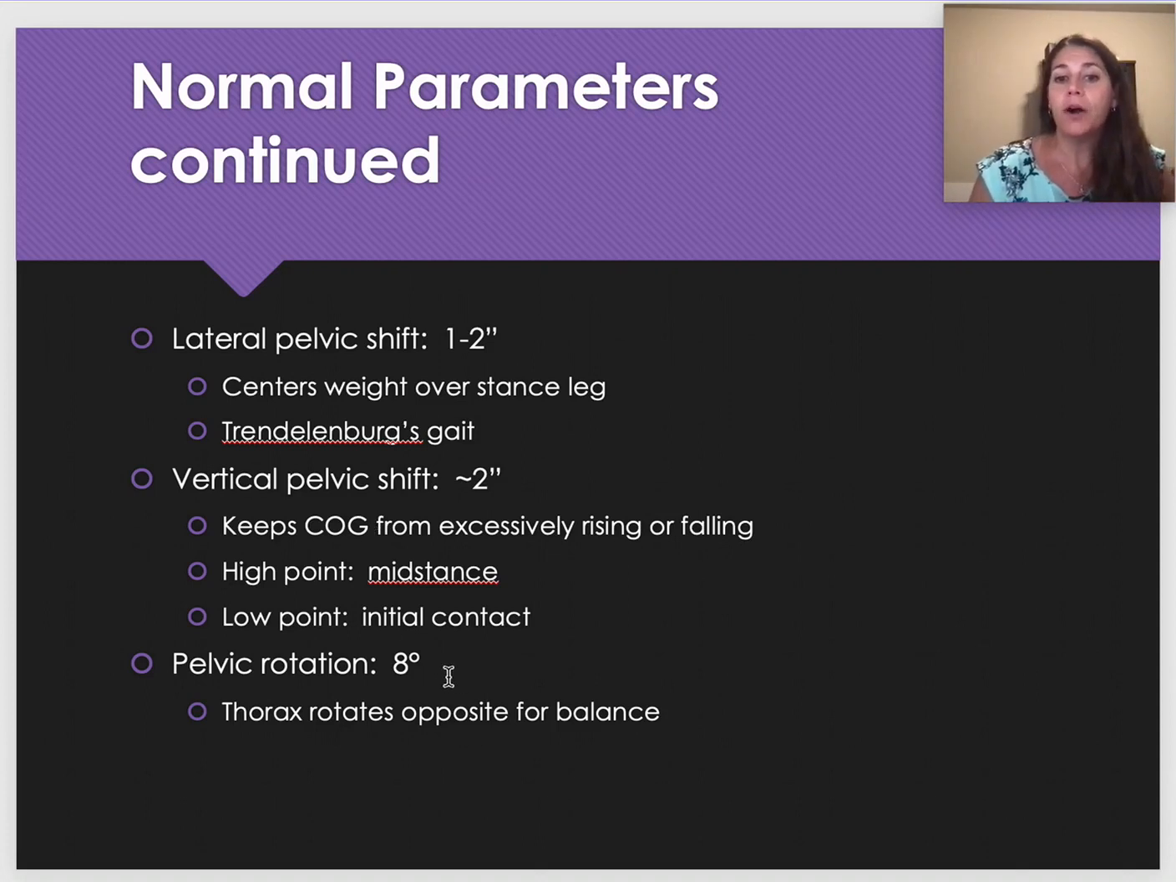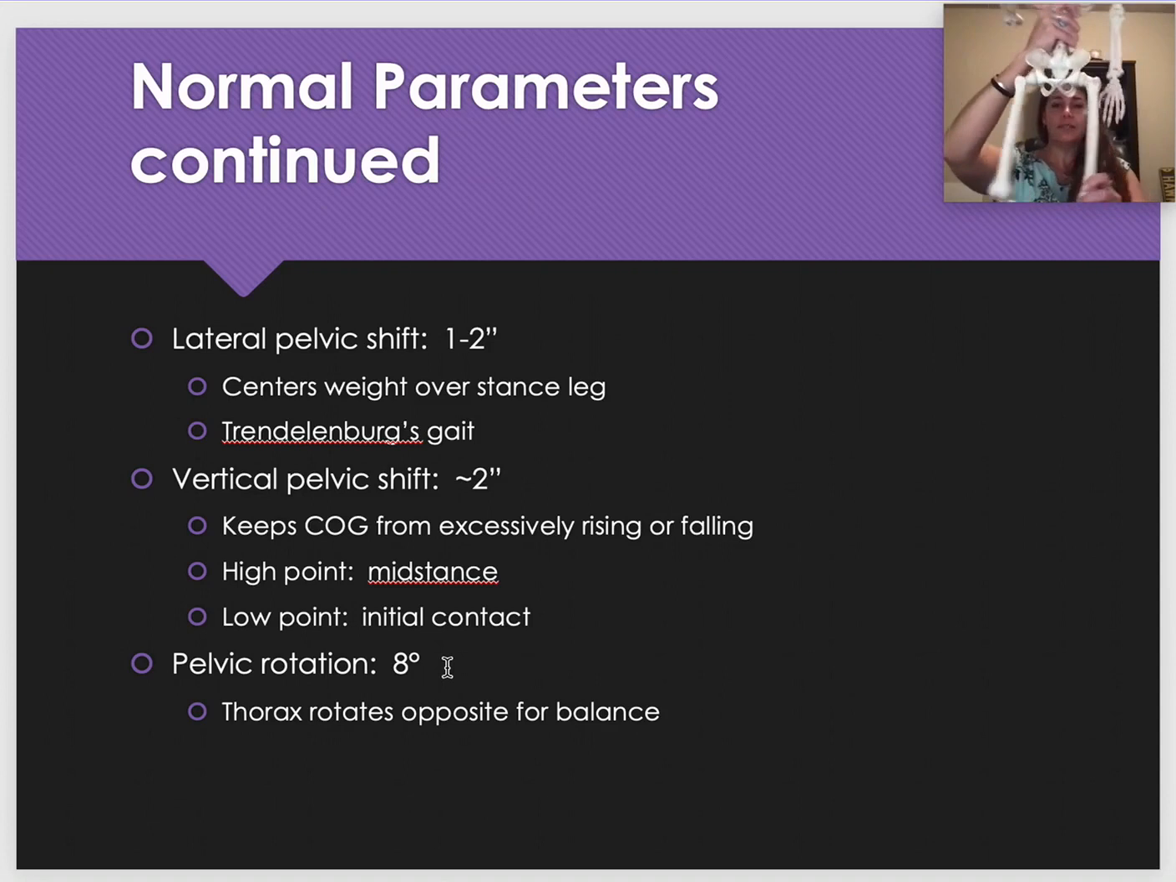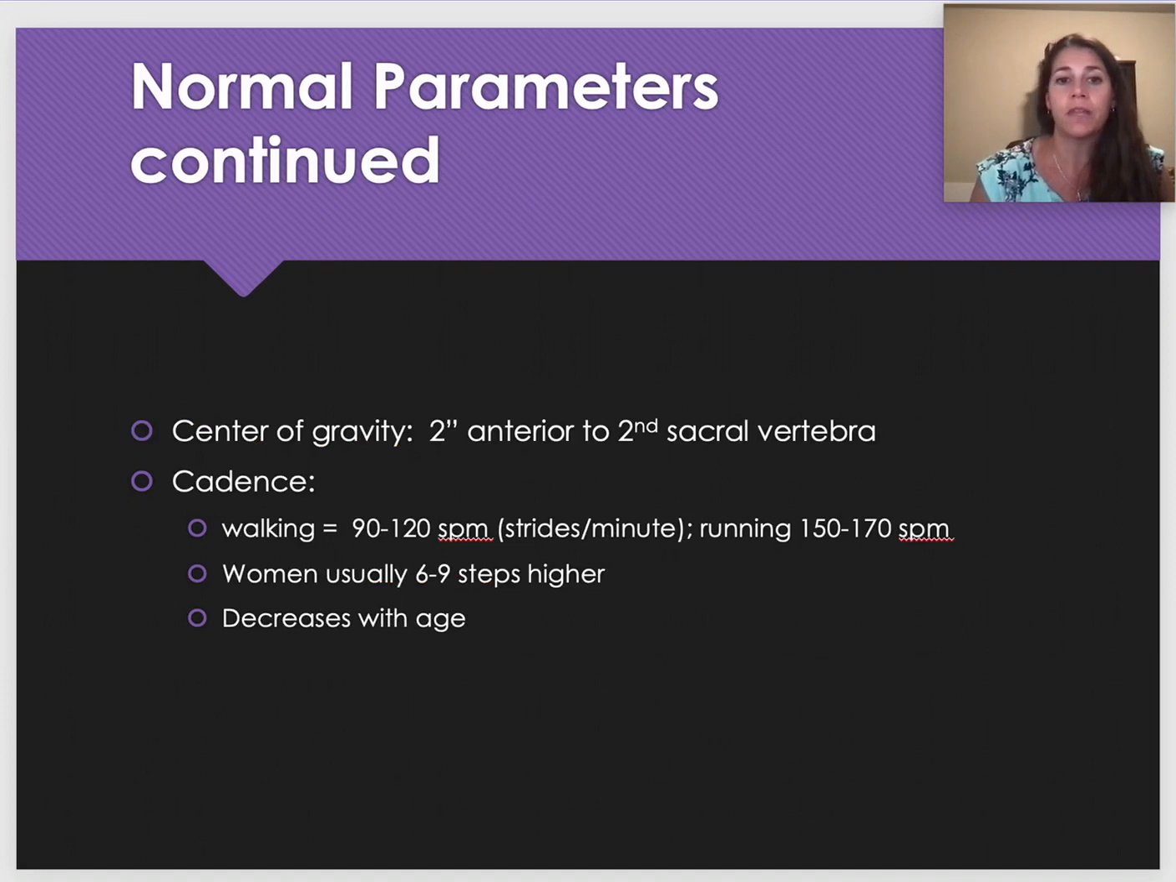And then pelvic rotation around 8 degrees, because your hips are kind of going forward and back, and that's totally normal, because as you walk, they have to kind of be shifting and going, right? So your thorax is going to rotate the opposite way as your hips. And if you guys think about that, and when you're walking and stuff, kind of pay attention, and it should totally make sense. Center of gravity, like I said, about 2 inches anterior to the second sacral vertebrae, which again is right around your belly button, also known as your umbilicus.